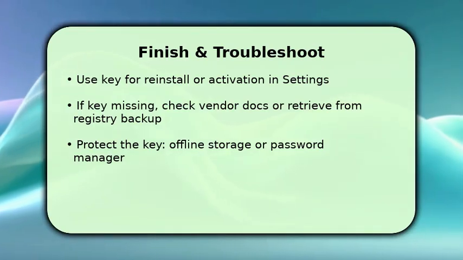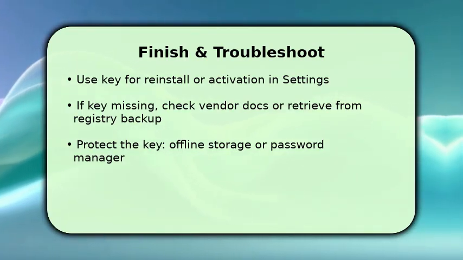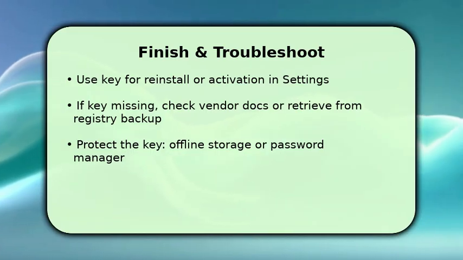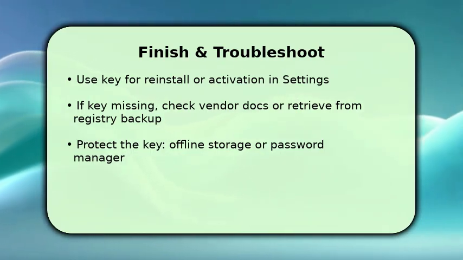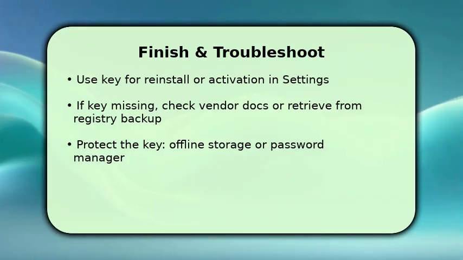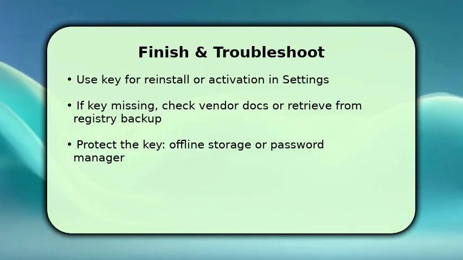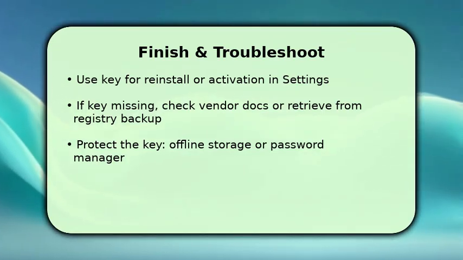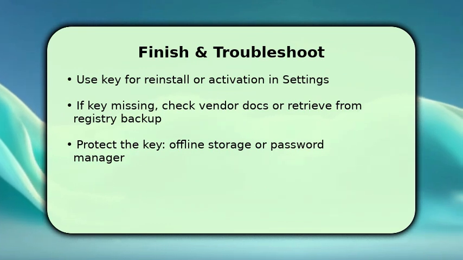If PowerShell returns nothing, make sure firmware stores an OEM key. Many custom builds or upgraded systems won't, so check your vendor documentation or extract keys from a backup registry hive. If activation still fails, contact the device manufacturer. Finally, secure the key offline or in a password manager to prevent loss.